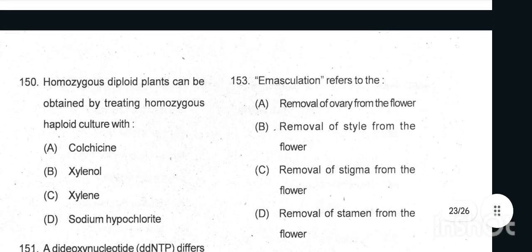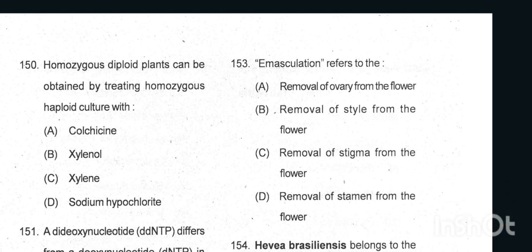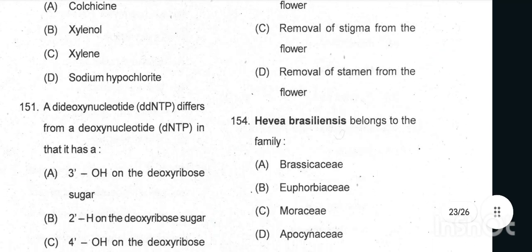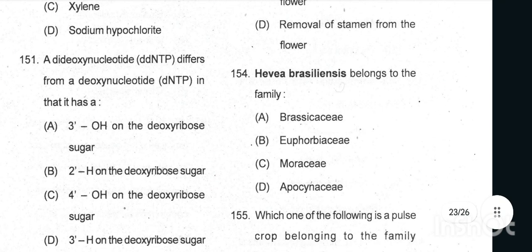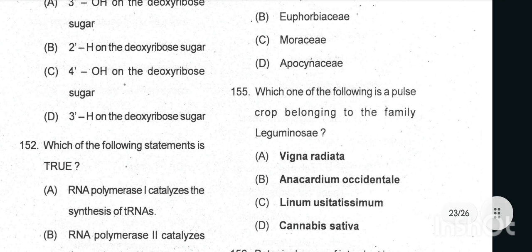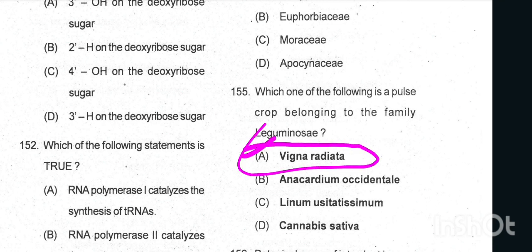Then 153. Emasculation refers to removal of anthers or stamens. So option D is the correct one. Hevea brasiliensis belongs to the family Euphorbiaceae. Which one of the following is a pulse crop belonging to the family Leguminosae? So here the correct answer is Vigna radiata, which belongs to the family Leguminosae.